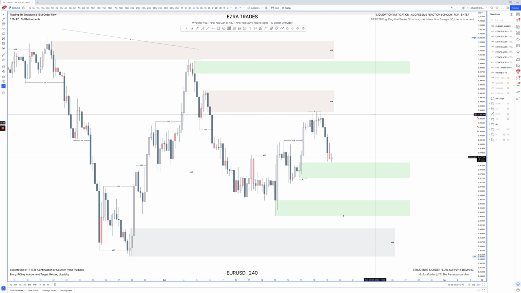So understanding that this is a strong 4 hour supply that I'm looking for, you can see that after this created that push to the downside, we didn't have any pullbacks that created anything reasonable to pull back into the supply.